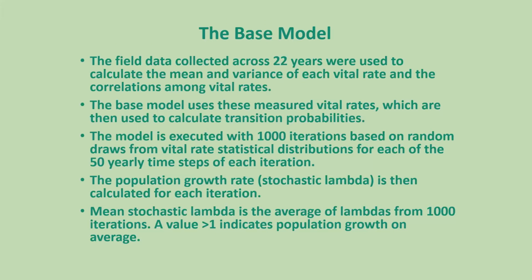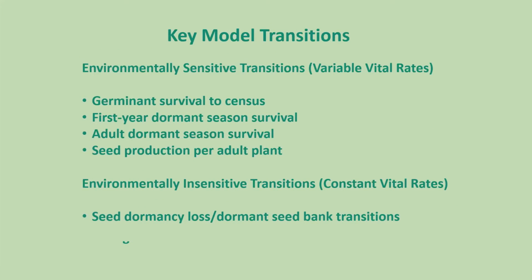And the way this works is that if the population growth rate is more than 1, it indicates average population growth. If it's less than 1, it indicates average population decline.